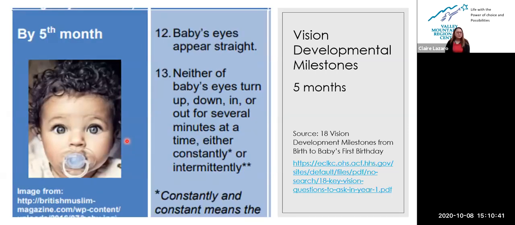And then for the fifth month, the baby's eyes now appear straight. There are times that when they are younger, when they look at you, it doesn't seem straight like this one. But by fifth month, you are expecting them to appear straight. Sometimes you would hear pediatricians say, oh, that's okay, it would still adjust. That adjustment has to happen by the fifth month, and it has to appear straight by the fifth month. So neither of the baby's eyes should be turning up or down or in for several minutes at a time, whether it's constantly or intermittently.